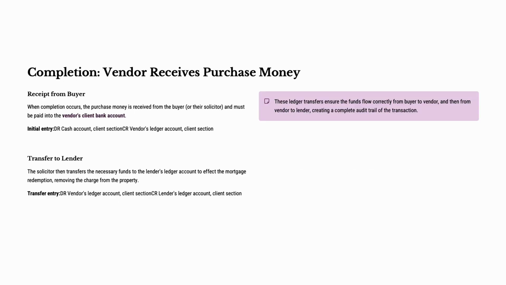So, completion. Vendor receives purchase money. Upon receiving the purchase money from the buyer, the solicitor pays it into the vendor's client account. And how to enter the entries into the accounts: debit cash account client section, credit vendor's ledger account client section. Then to pay the lender: debit vendor's ledger account client section and credit lender's ledger account client section. This ensures both vendor and lender are accounted for. Most of the time, lenders are banks or building societies.